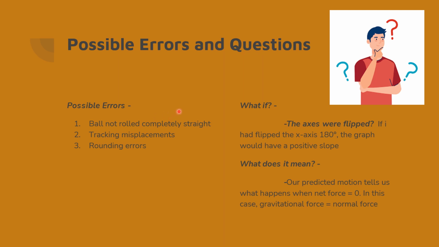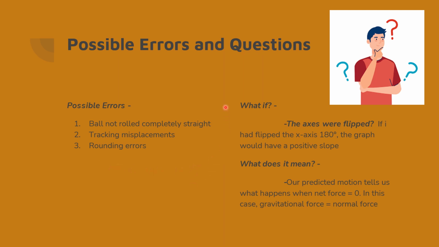Some possible errors made in this video are, one, the ball not rolling completely straight relative to the camera, some tracking misplacements when we're going through the frame-by-frame selection of center of mass, and then maybe some rounding errors, like when I rounded 1 over 45 to 0.022.